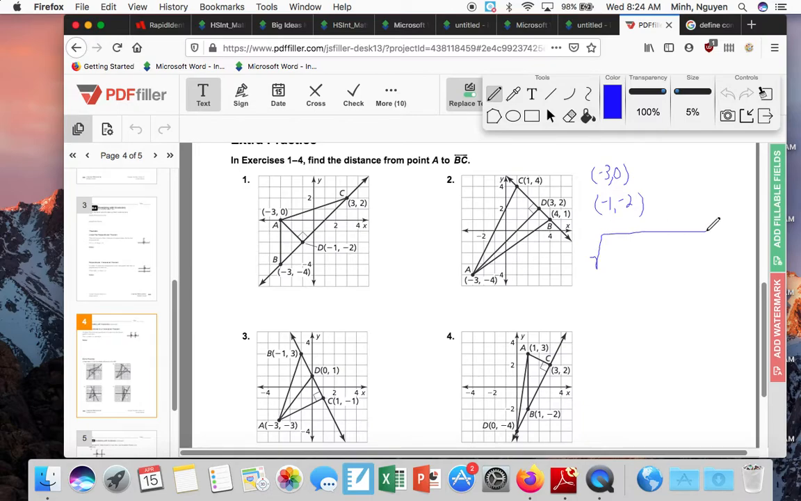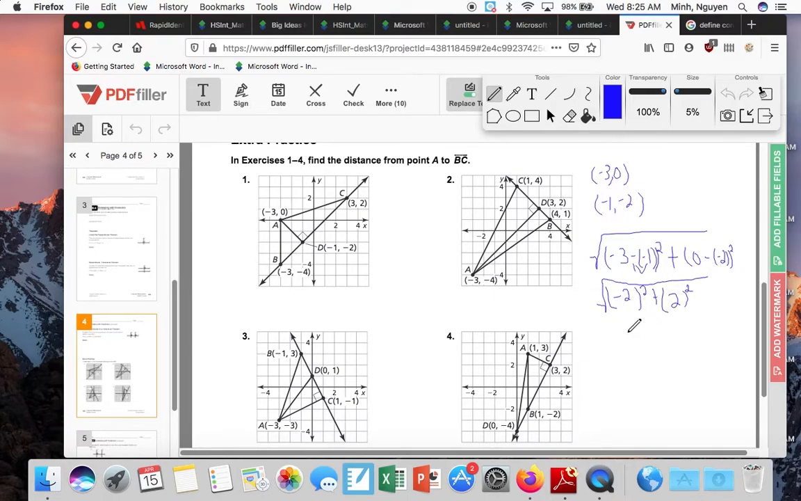So I'll take the x's and subtract them: -3 minus -1, squared, plus, this is for that parentheses, this one is for that parentheses, 0 minus -2, squared. So -3 minus a negative becomes plus: -3 plus 1 is -2, squared, plus 0 minus -2 is 0 plus 2, which is 2 squared. And don't forget to square root all this.